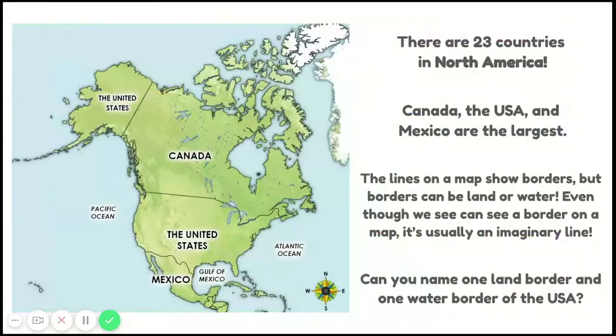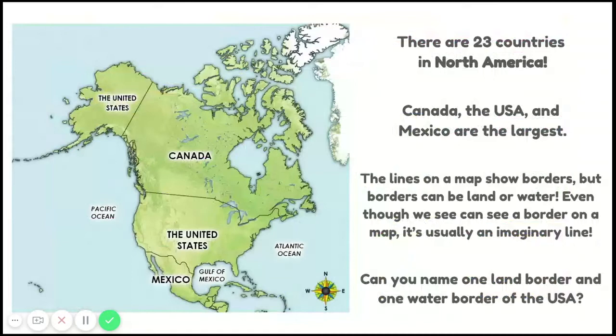So let's do a quick review. This is the same map from the last page. Now we see the biggest three countries are Canada, the United States, and Mexico. But there are actually 23 countries in North America. A lot of these countries are smaller countries or islands that oftentimes we can't see the names on the map because they focus on the bigger countries. So on our map right here, we see Canada, the United States, and Mexico, but there are many other countries in North America.